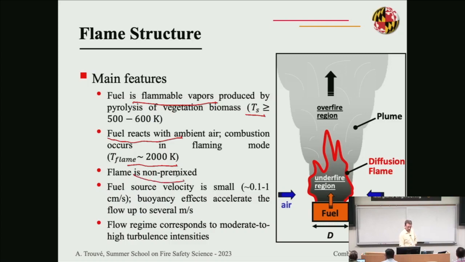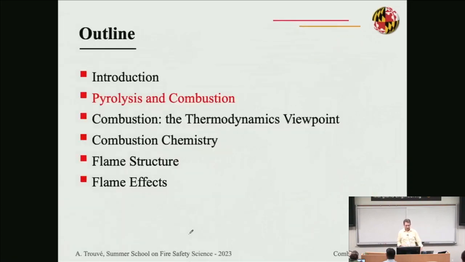So the flame is non-premixed, and as I pointed out, it is controlled by buoyancy because the release of these flammable vapors takes place at very slow velocities. The flames tend to be turbulent because the Reynolds number is high enough, typically not because of high velocities, but because of the larger length scales in our problems. All right, so that's an introduction.